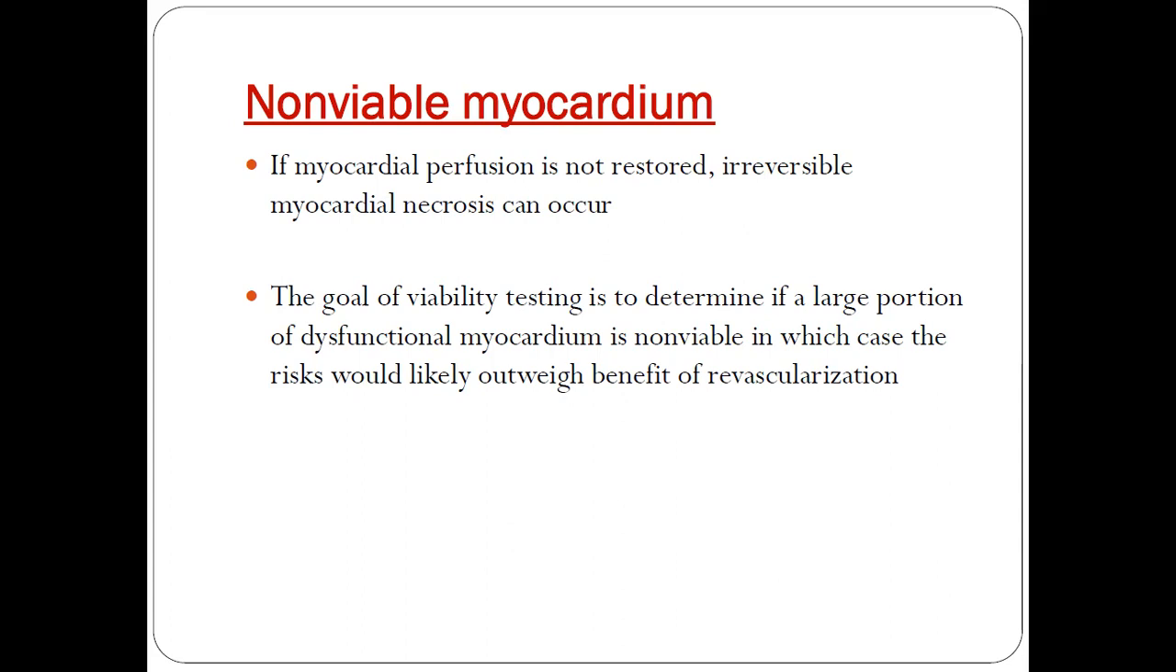Even if you open that vessel, the myocardium is already dead or necrotic, so there will be no use, but the risk of the procedure will be high, and the patient may undergo an unnecessary procedure and procedure-related risk may happen. So that's why detecting myocardial viability before doing any coronary procedure is very important.